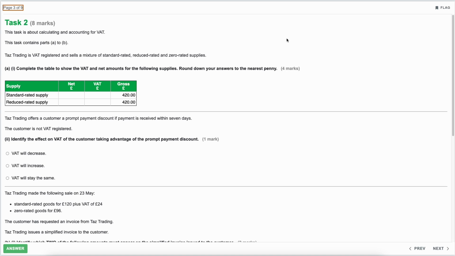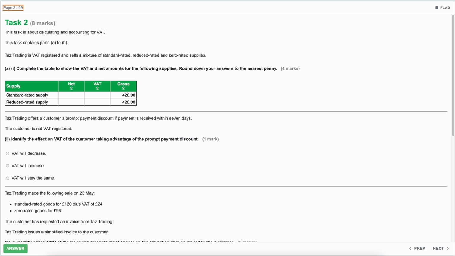Tas Trading is VAT registered and sells a mixture of standard rated, reduced rated and zero rated supplies. Part A, complete the table to show the VAT and net amounts for the following supplies. Round down your answers to the nearest penny. Okay, so this one's for 4 marks, so it would be 1 mark for each box.